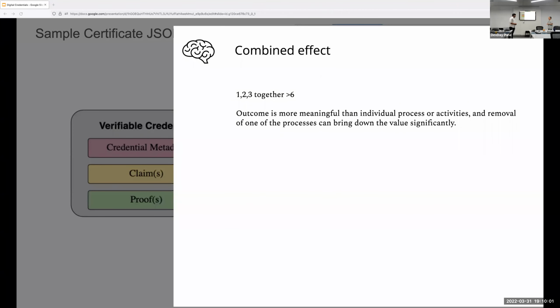Here we talk about the combined effect model, which says that 1, 2, 3, summed up together, is greater than the parts. When we have multiple processes, combining them gives us a better value, significantly greater than their individual value.